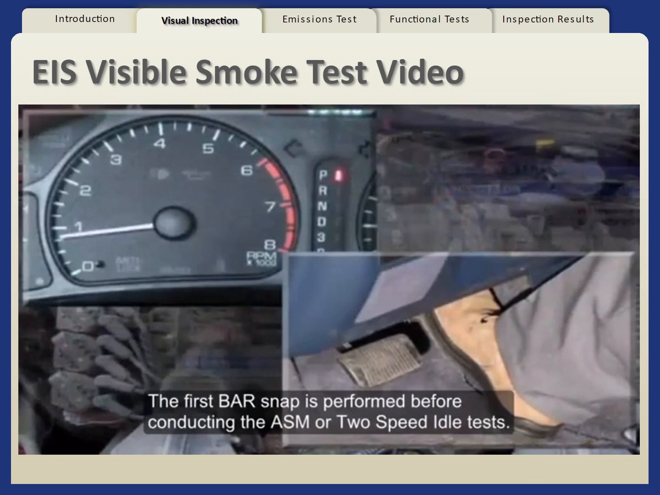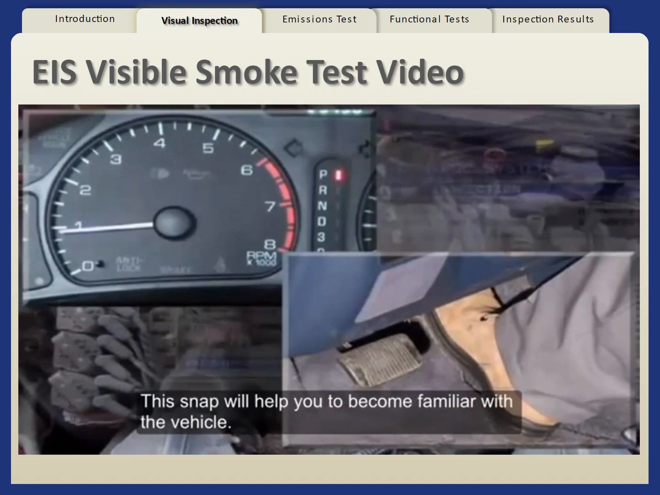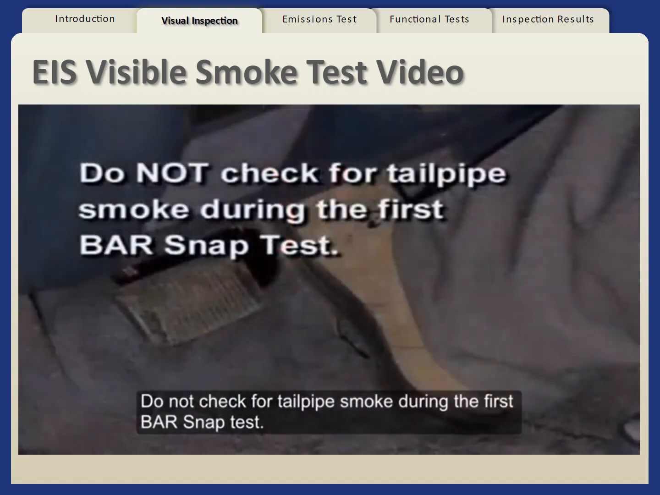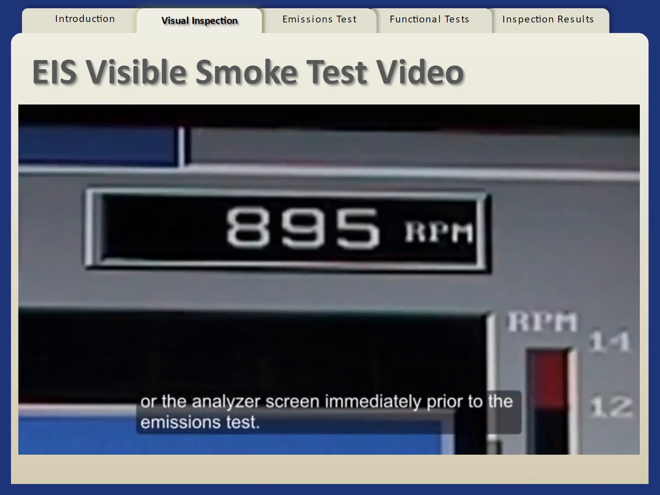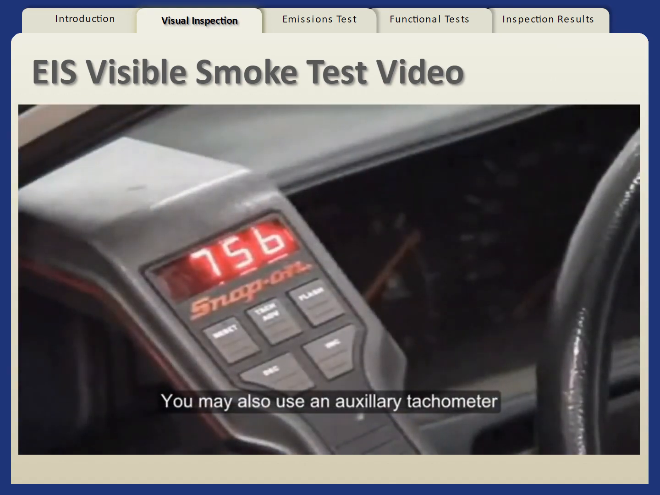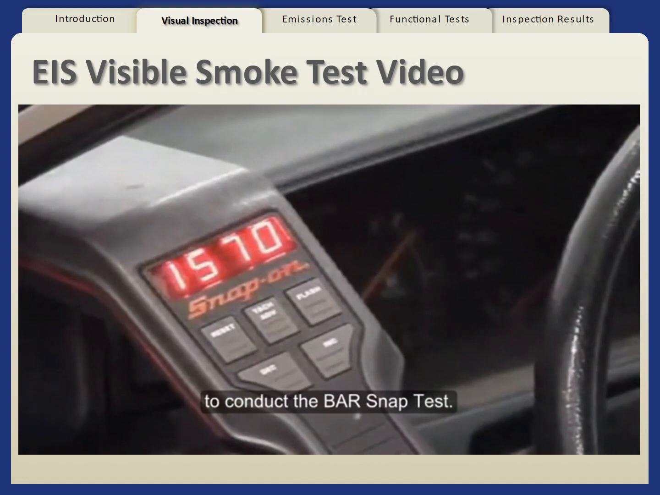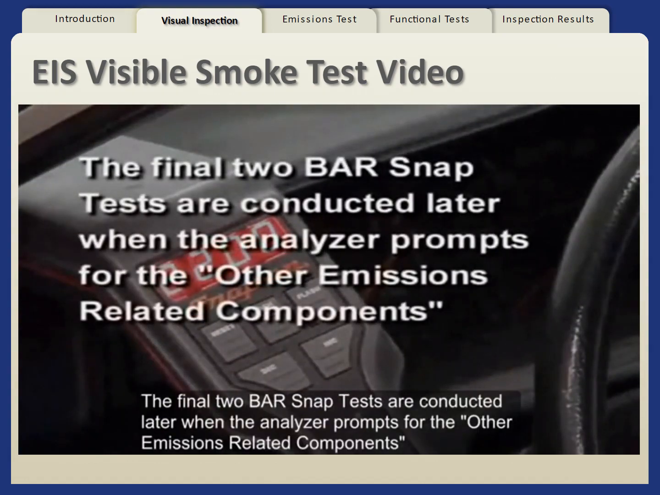The first bar snap is performed before conducting the ASM or 2-speed idle test. This snap will help you to become familiar with the vehicle. Do not check for tailpipe smoke during the first bar snap test. The engine RPM may be viewed using the vehicle's tachometer or the analyzer screen immediately prior to the emissions test. You may also use an auxiliary tachometer to conduct the bar snap test. The final 2 bar snap tests are conducted later when the analyzer prompts for the other emissions-related components.